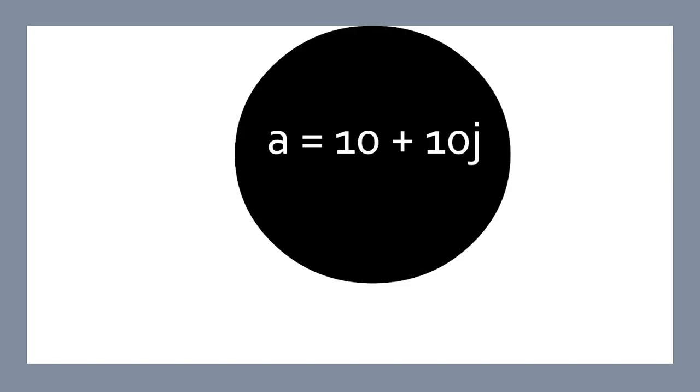Equals 10 plus 10j. This is a complex number example, because j is an imaginary number. Okay, if you have read about imaginary and complex numbers, you understand what I am saying to you. Okay, so next let's explore the sequence data types.